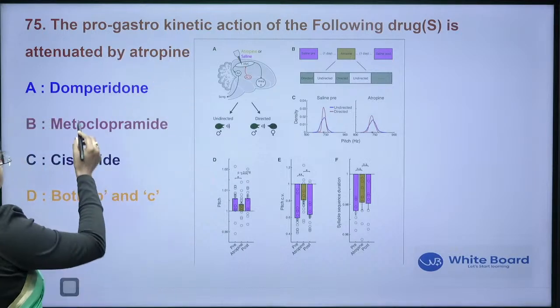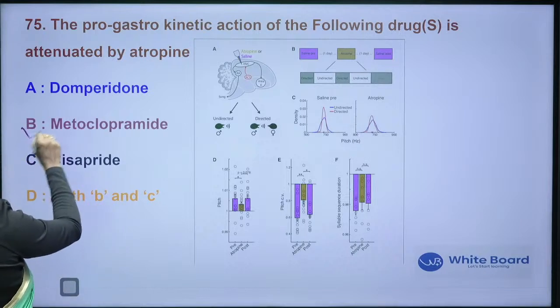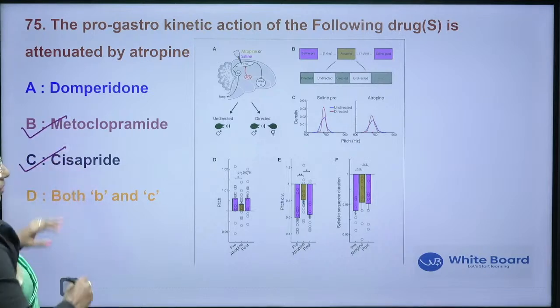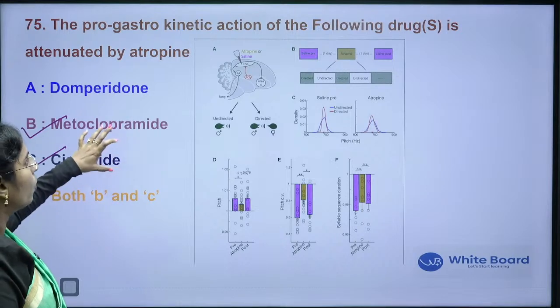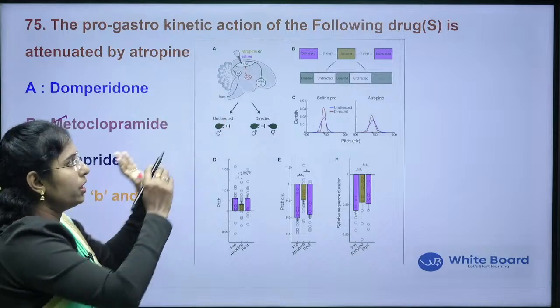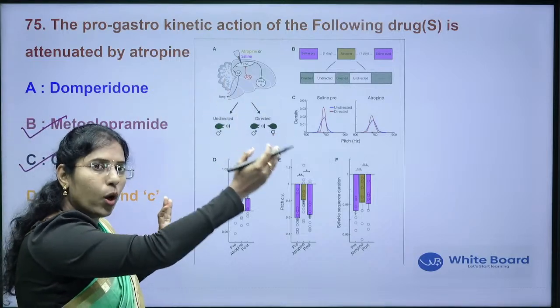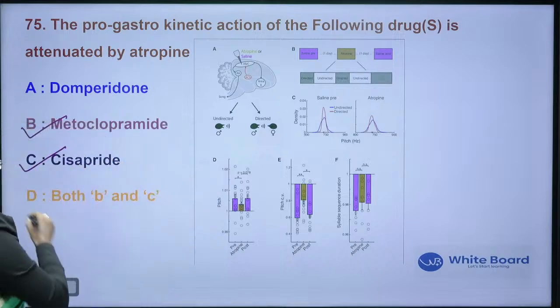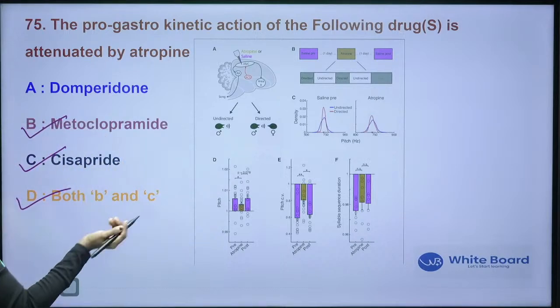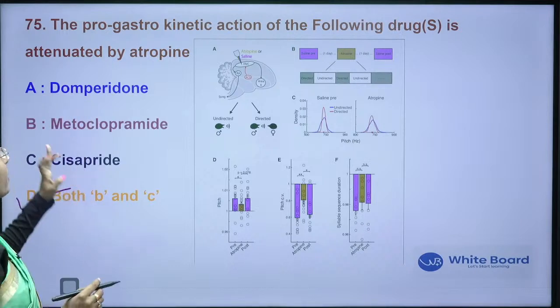So, here the pro-gastrokinetic action of the following drug is attenuated by atropine. Here these are the two drugs, like metoclopramide and cisapride. These are the two drugs whose action will be reduced by taking atropine. Means if you take these two drugs along with atropine, atropine is going to reduce the action of these. So, both A and B are the correct answers. So, option D is the correct answer for this one.